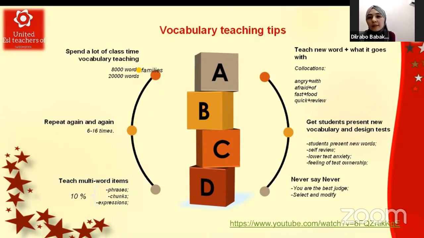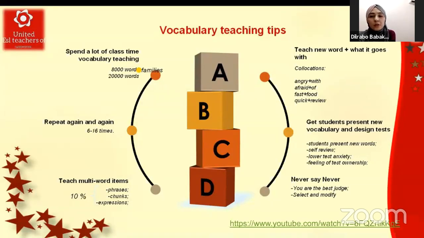So the next tip is teach a new word plus what it goes with. So you have to teach collocations. For example, when you teach the word angry, give it with the preposition with: angry with. When you teach afraid, tell them that afraid is used with of: afraid of. In this way, your students will learn better and their range of vocabulary increases easily. Or another word, like fast: you can teach fast food, the words which may go with fast, or quick. For example, native speakers never say quick food.